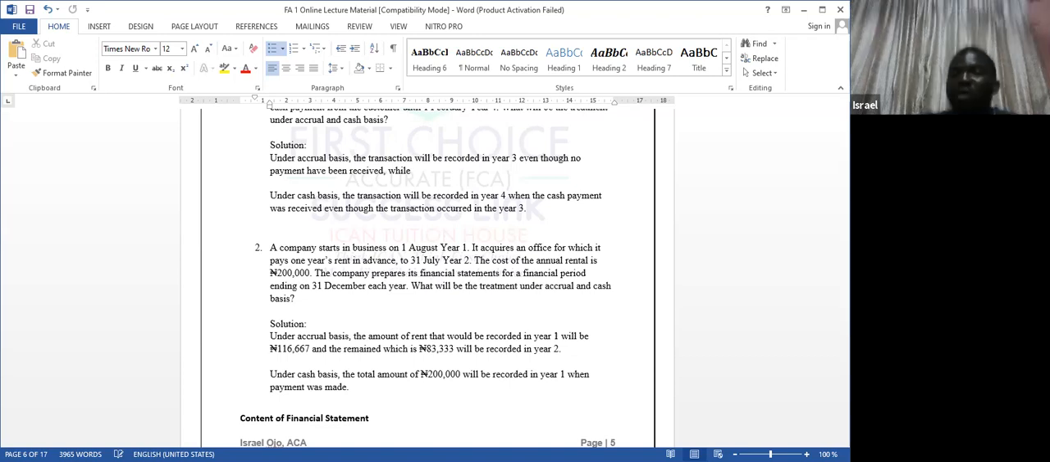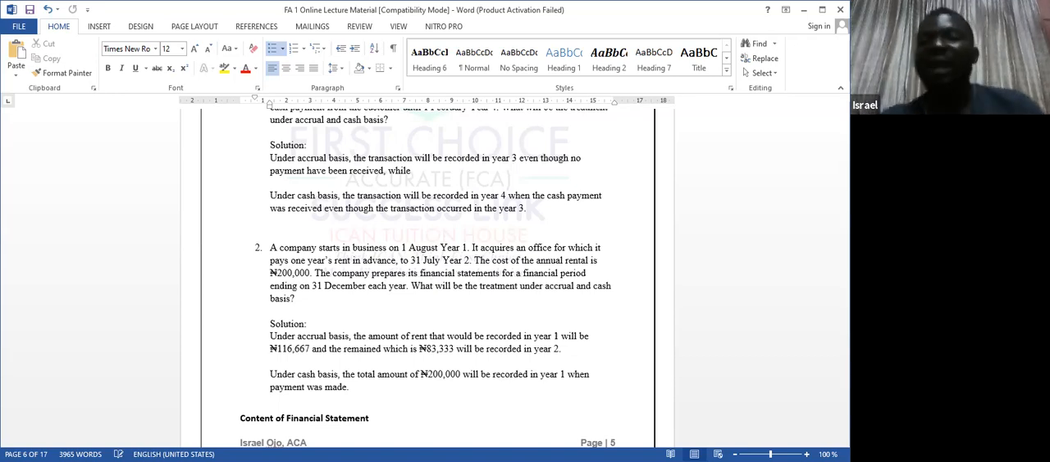And you know, rent is always on a yearly basis. So rent is like 12 months, right? On a yearly basis, so 12 months. Now, if that is the case, then the amount I pay is for 12 months. How will I record this transaction?